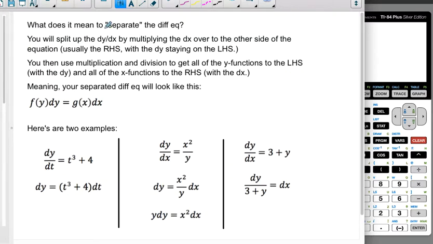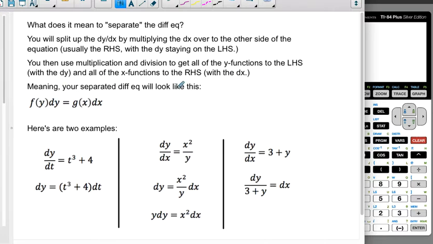So what does it mean to separate a differential equation? I kind of already cheated and showed you a little bit here, but we're going to walk through it anyway. What it means is that you split up the dy dx by multiplying the dx over to the other side. Usually that's the right-hand side of my equation, and the dy stays on the left-hand side, and then you use multiplication or division to get all of the y functions over to the left-hand side with the dy, and all of the x functions over to the right-hand side with the dx.